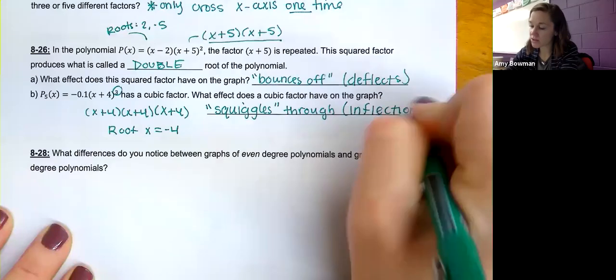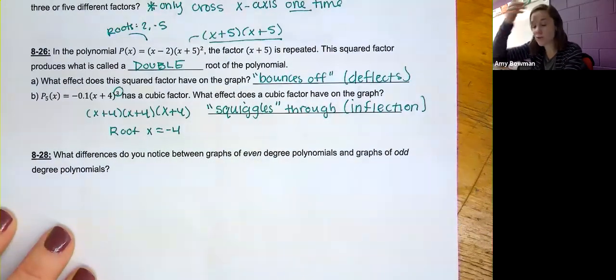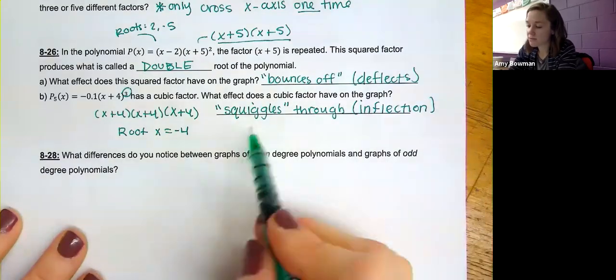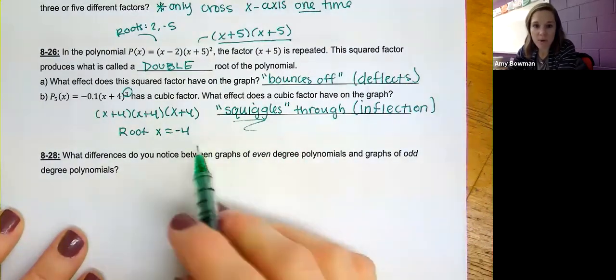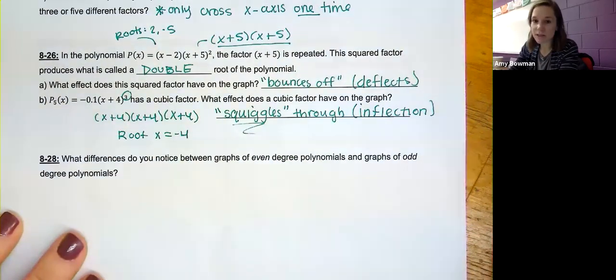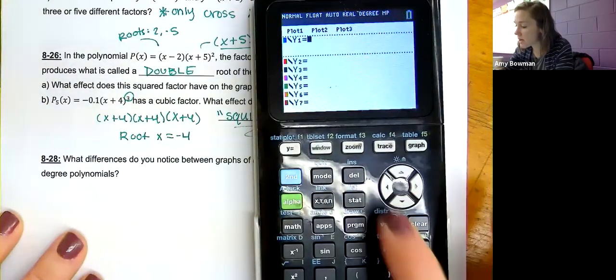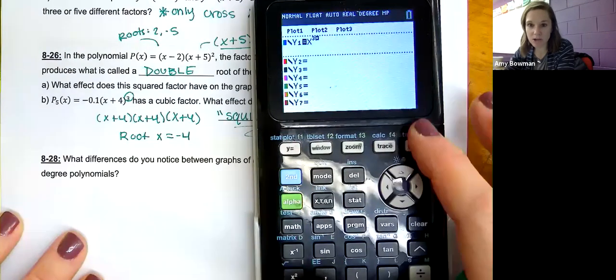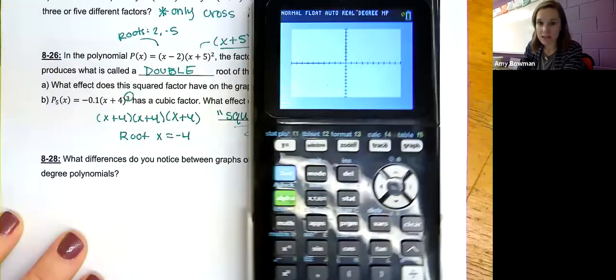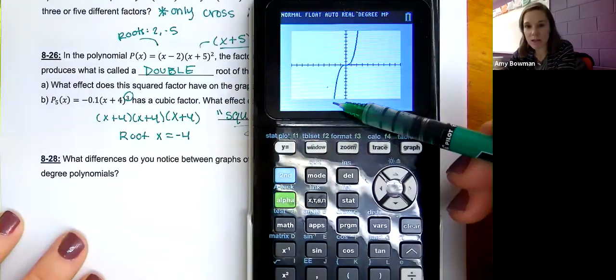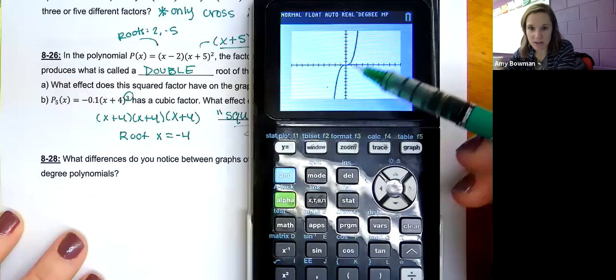And you don't need to know that term inflection. I just wanted to give you a term that's not as random as squiggles. Okay, so when it's cubed here, I want you to relate that back to what you know about the graph of x cubed, the parent function x cubed. So when I just graph x cubed, we're reminded, oh yeah, this graph is what we call an S shape. So it's kind of squiggling through that x-intercept of 0.